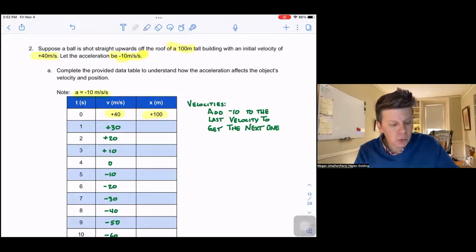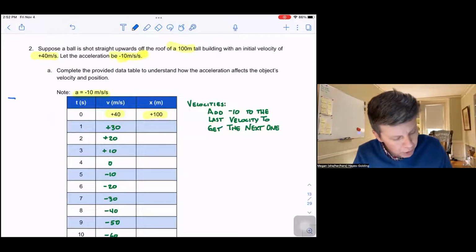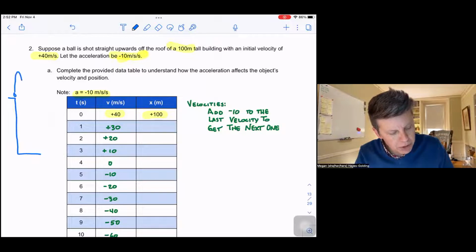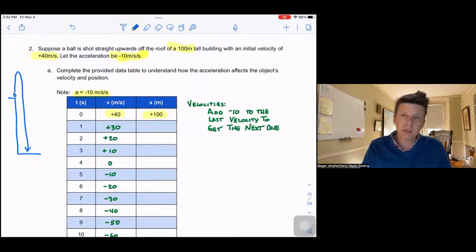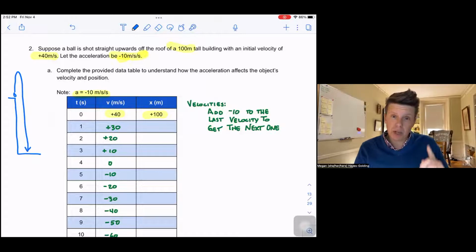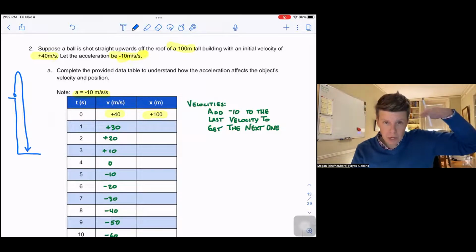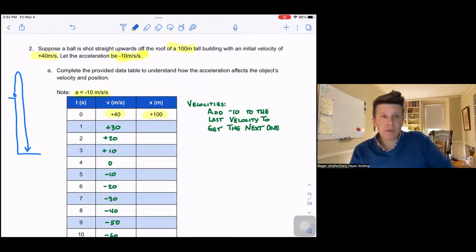Let's get a really quick idea, a picture of this situation. So a tall building, ball is shot straight upwards, and then it's going to fall back down to the ground. So for a while, the ball's going to head upwards, eventually topping out somewhere, and then it's going to fall back down. So there's our sketch.